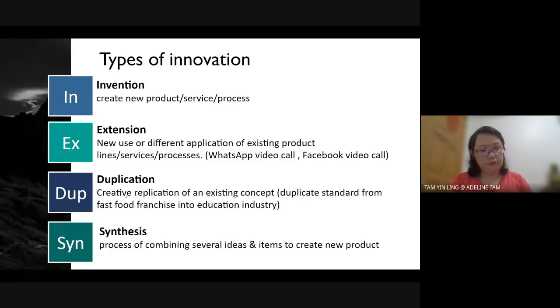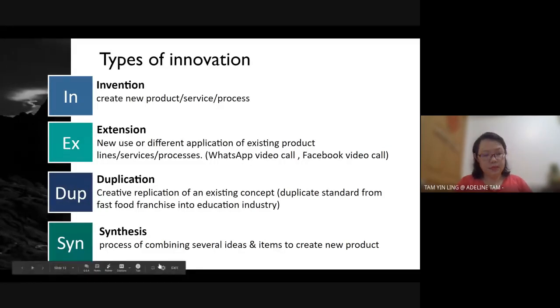And then another type, duplicate, meaning that you create or you duplicate from another industry to your industry. For example, from the fast food industry, they have this franchise. So this is one idea, franchise. Then you use this idea to start your industry of education. For example, you have a franchise of tuition center in another city. If your tuition center is so popular, so famous, because everyone who comes out from your tuition center gets good grades, gets A, then you start a franchise business, for example.